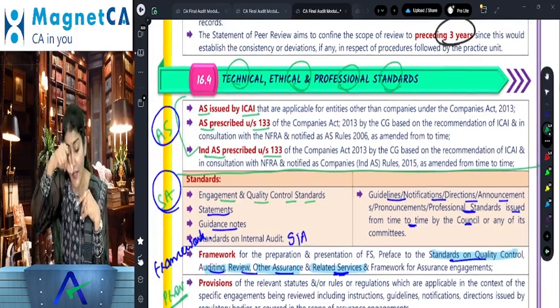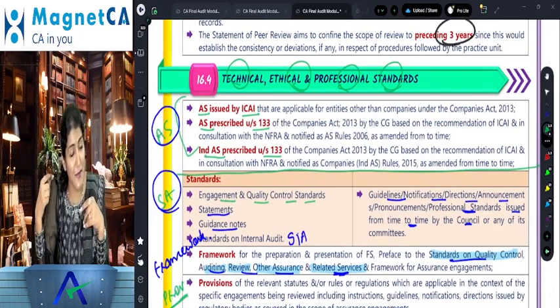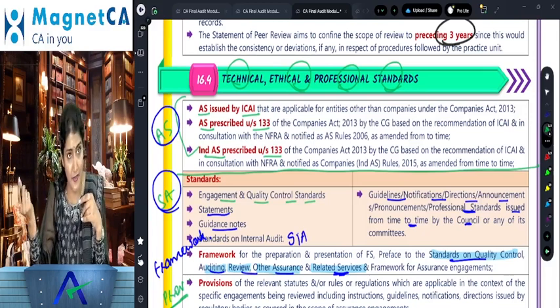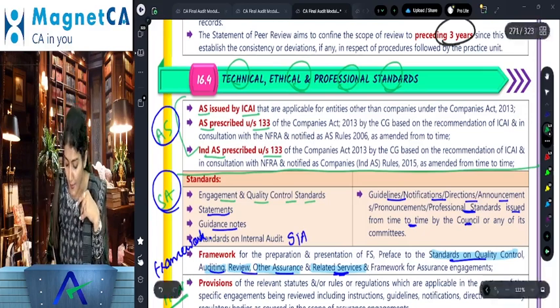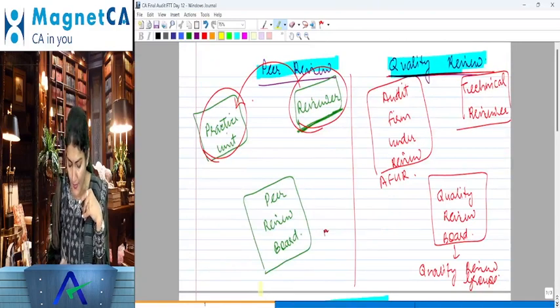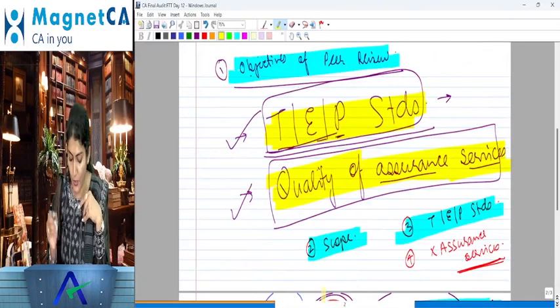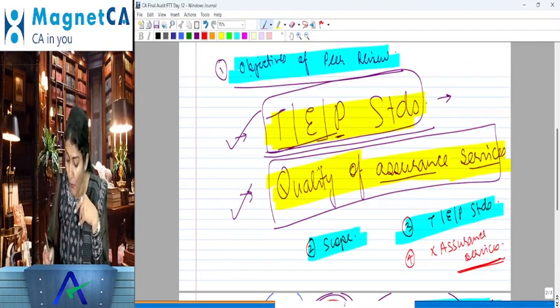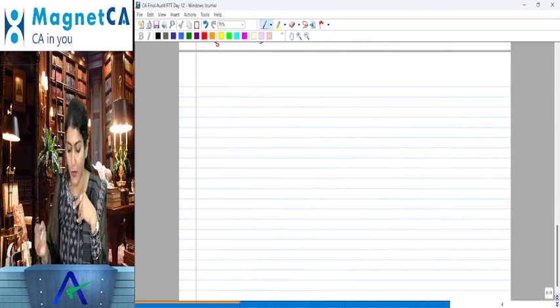This is the reviewer going to check the compliance with the technical, ethical, professional standards? Yes. And then what is the second objective of the reviewer? To check the quality of the assurance services, right? So now, what is not included in the assurance services?